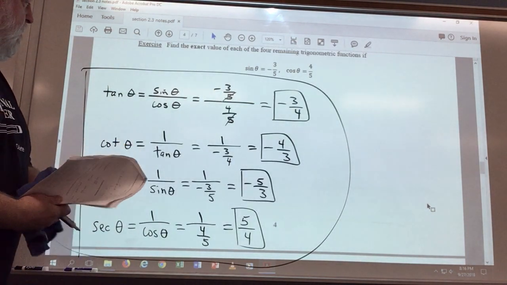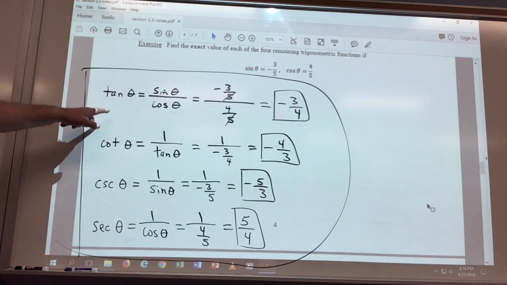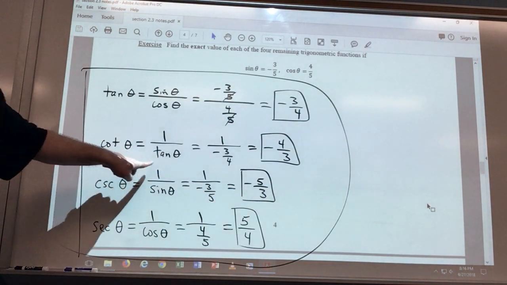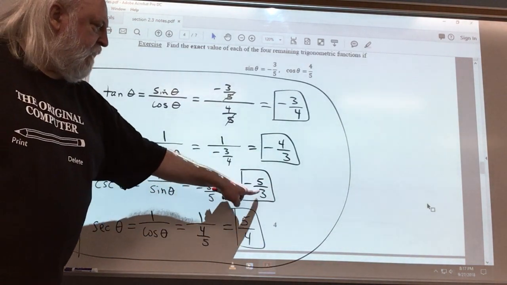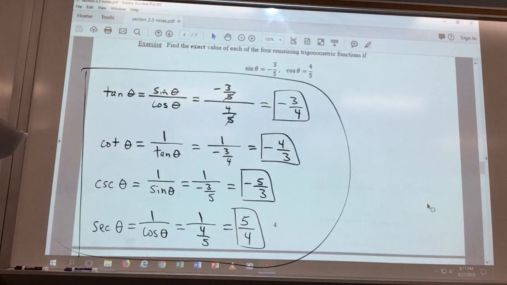Tangent theta, right? These are the 4 remaining trigonometric functions of theta. Tangent theta is equal to minus 3/4. Cotangent theta is equal to minus 4/3. Cosecant theta is equal to minus 5/3. And secant theta is equal to 5/4. Okay? So that's using the identities in the rectangle up above.